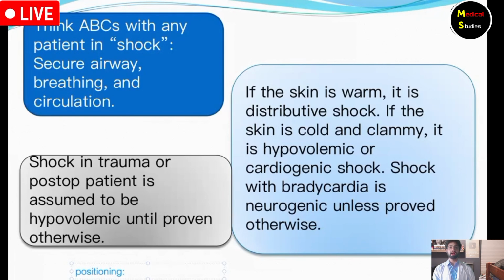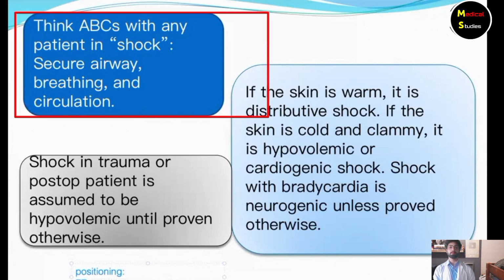So before we move further, let's talk about some very, very important points once again. The first point is think ABC with any patient in shock: secure airway, breathing and circulation. So students, we need to know more about how to check the patient's airway. Right now we talk about it. I want to ask you all a question. How to check airway? Can anyone answer how to secure airway? How can we secure the airway of a patient at that time? Any suggestion? Any comments? How to secure a patient's airway, students?